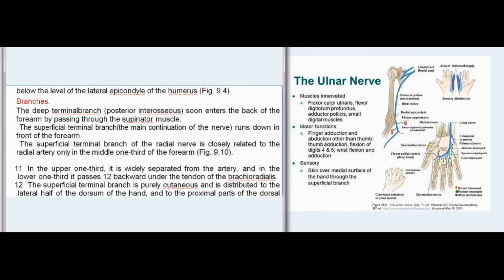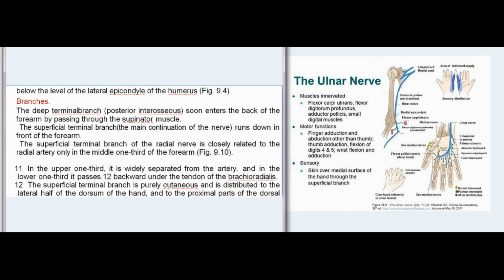The superficial terminal branch of the radial nerve is closely related to the radial artery only in the middle one-third of the forearm, Fig 9.10. In the upper one-third, it is widely separated from the artery, and in the lower one-third it passes backward under the tendon of the brachioradialis.